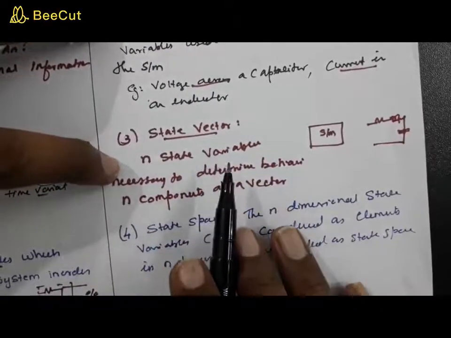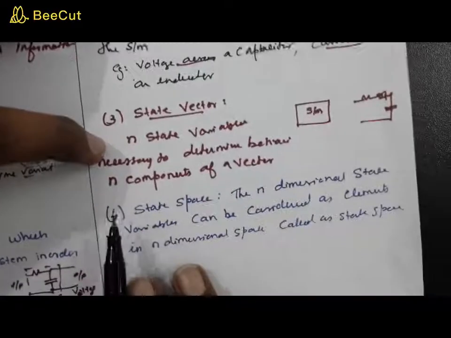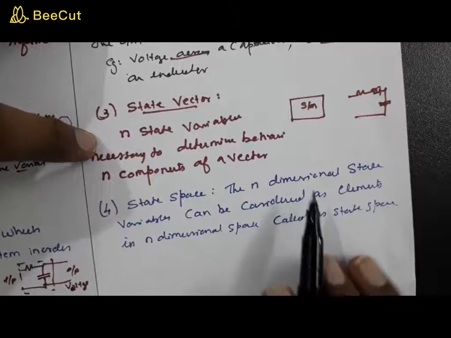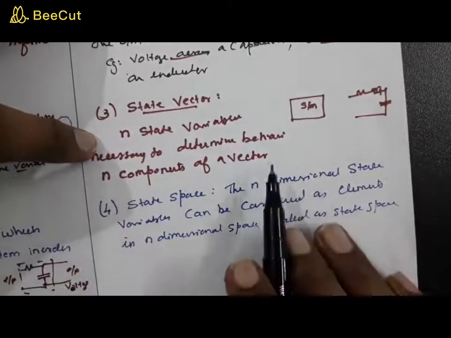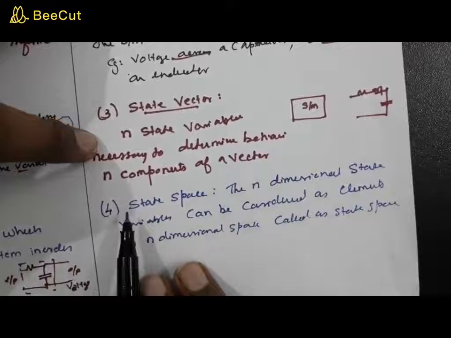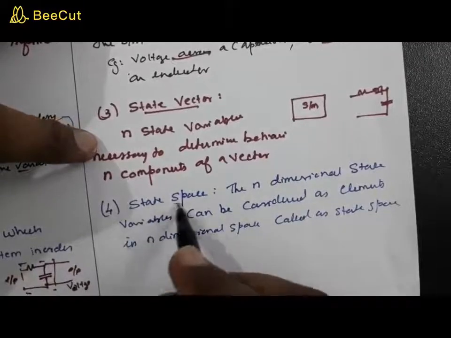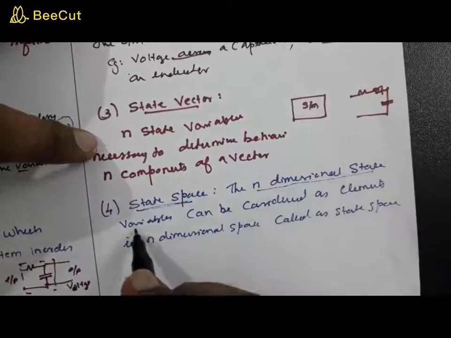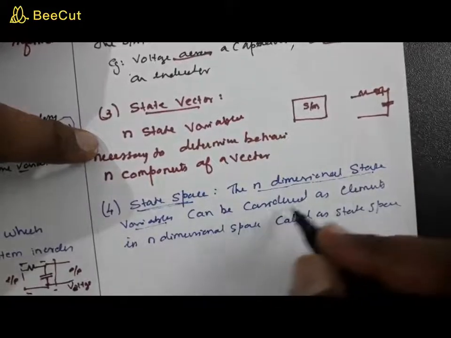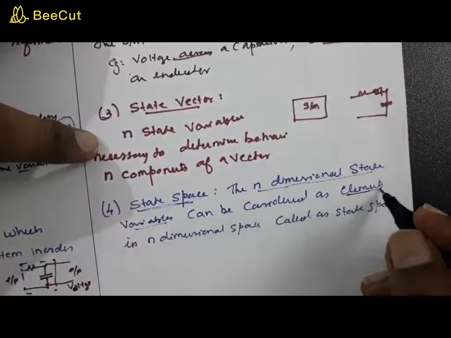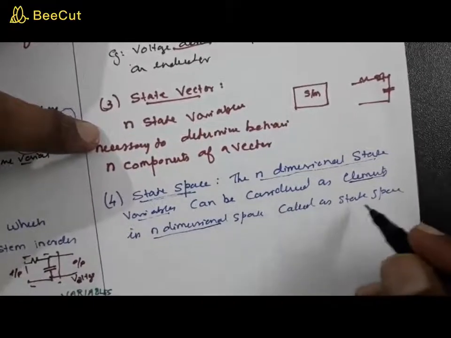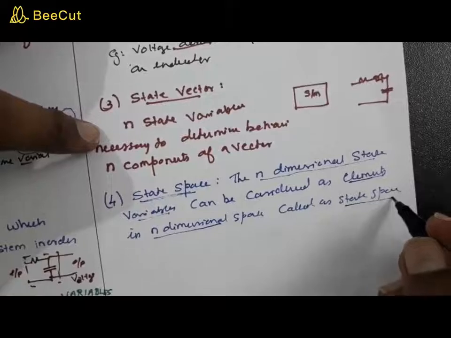Now, once you define a state vector, that can be represented in a space. If it is a two-dimensional vector, then you can represent that in a two-dimensional space. That space is what we call a state space. So for n state variables, you can consider them as elements represented in n-dimensional space called a state space.